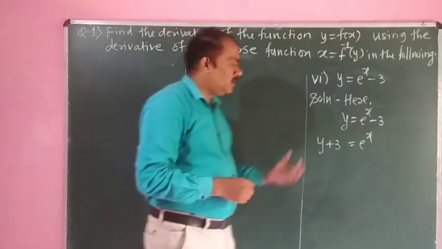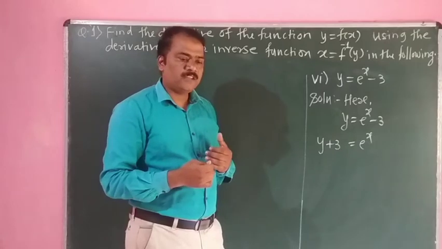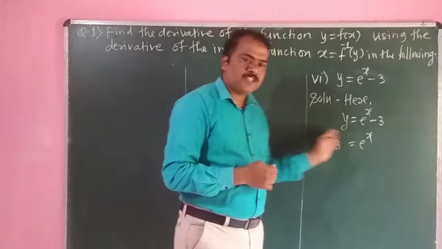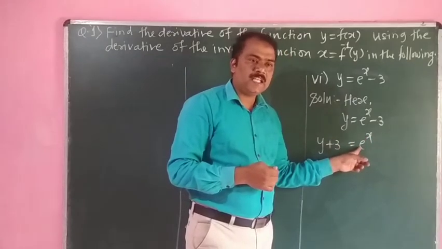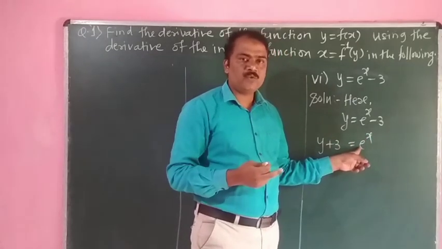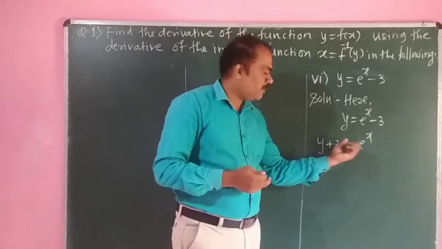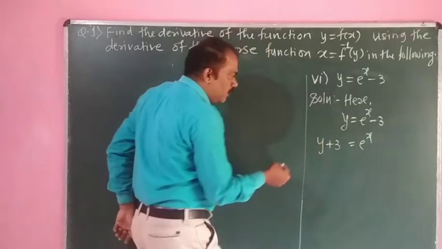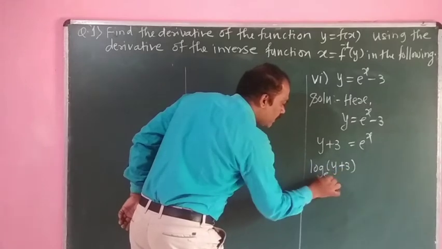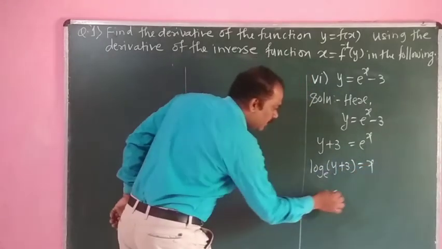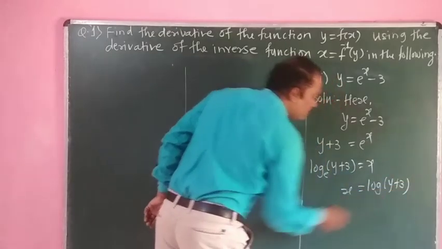Again, we use the conversion between logarithmic form and exponential form. Here we have to convert the exponential form into logarithmic form. Here e raised to x is an exponential function with base e. When you convert exponential form into logarithmic form, you take the log on this side with this base, that is e. So we get log of (y plus 3) to the base e is equal to x, that is, x is equal to log of (y plus 3).